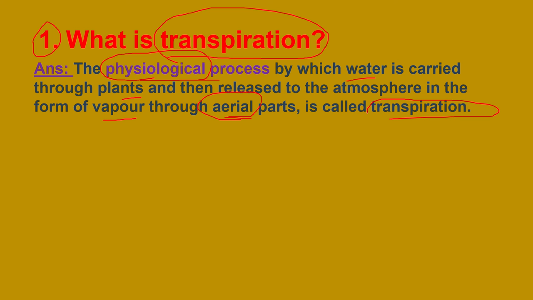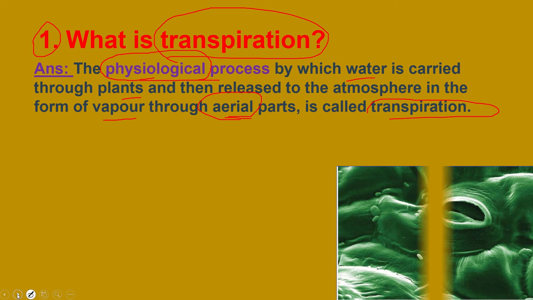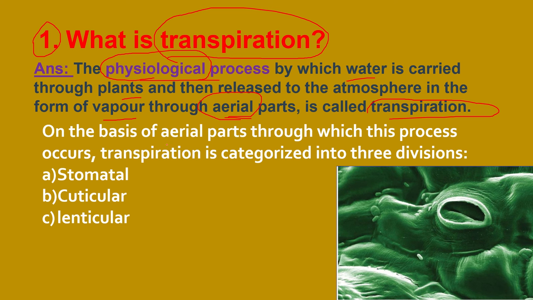So plants mostly absorb the water they require through their roots. They use a very little part of the absorbed water for their metabolic activities. What kind of activities? Metabolic activities. On the basis of the aerial parts through which this process occurs, transpiration is categorized into three divisions. How many divisions here? Three divisions.